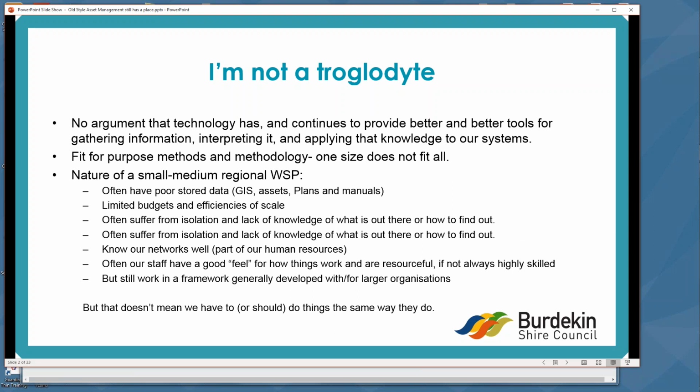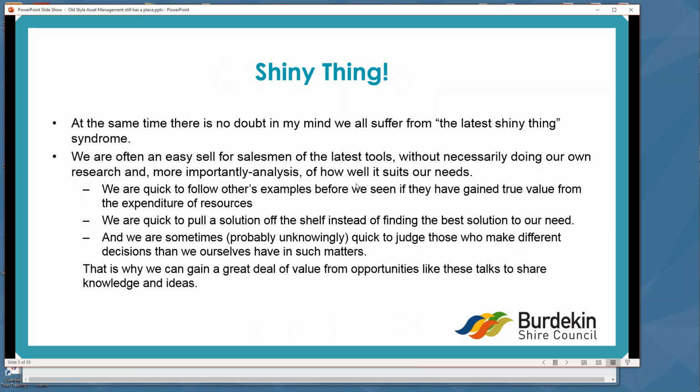But that doesn't mean we have or should do things the same way that the big ones do. We can approach things from a different direction. One of the things that I see in the industry, and this is just my commentary on it, is that as an industry we all suffer a bit from the latest shiny thing syndrome, and so we all fall prey, I guess, to some extent to the sales pitches, and we often dive in very quickly behind the latest technologies, which may have many things in their favour, but often they're not fully sorted, and that becomes an extra problem if you try and apply that in a remote rural community.